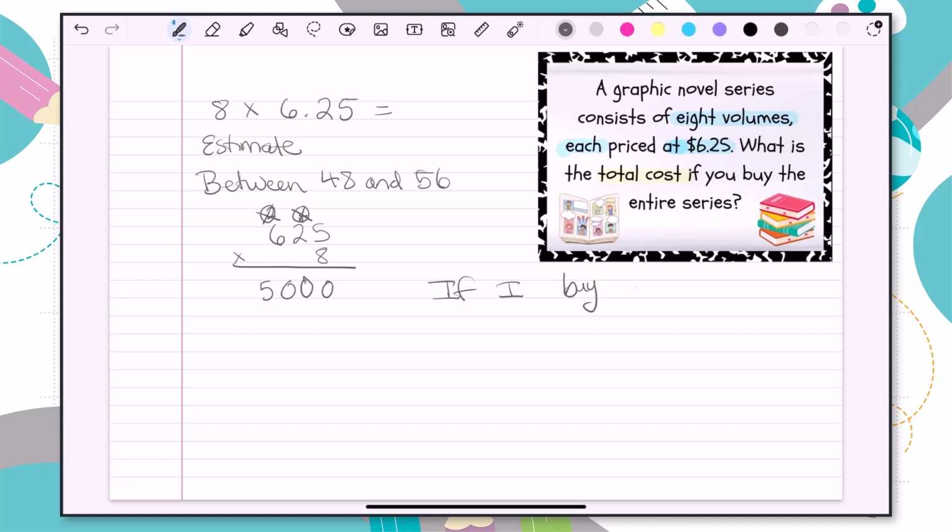And when you're working on word problems, it's really important to answer in a sentence because this shows that you actually understand the number that you came up with. If I buy all 8 books at $6.25 each, it will cost $50.